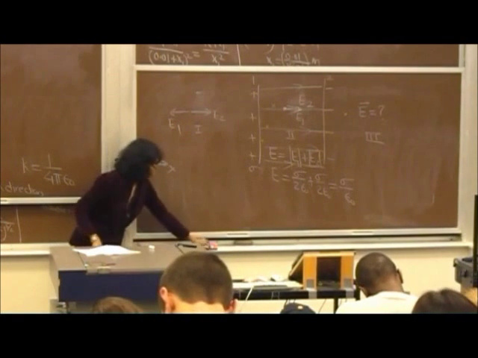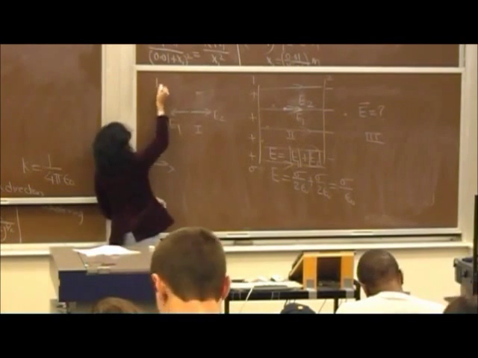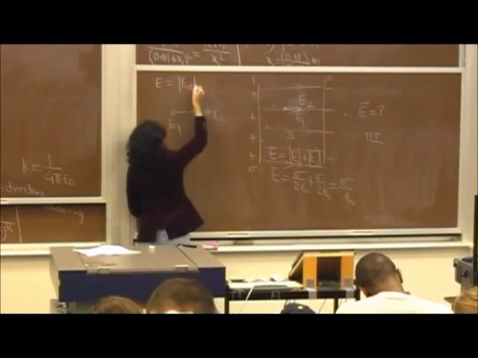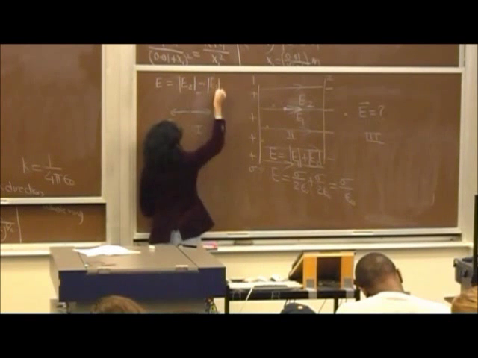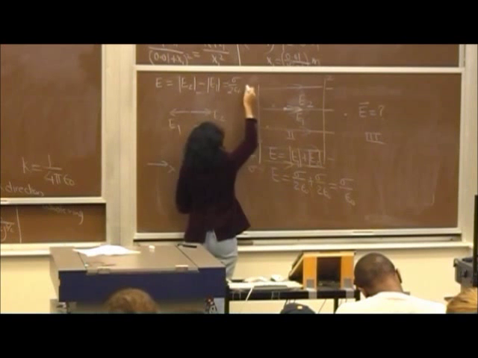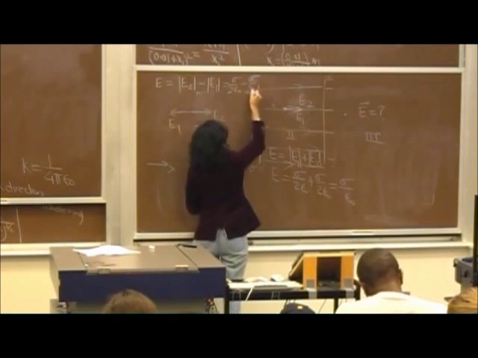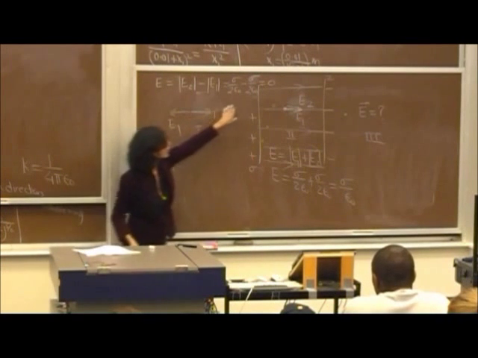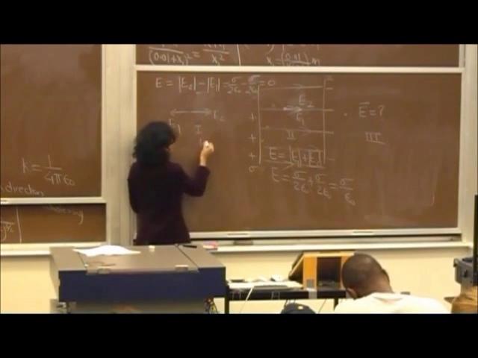Now you can see that E net here will be E2 minus E1, which is equal to sigma over 2 epsilon 0 minus sigma over 2 epsilon 0, which is equal to 0. So the net electric field everywhere over here in this region is 0.